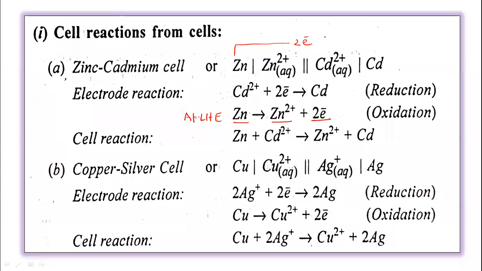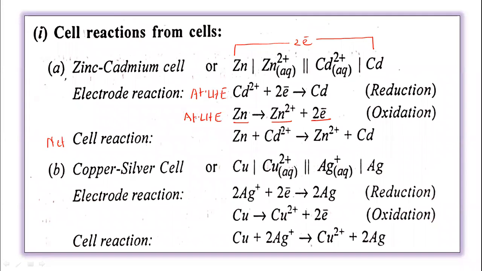So the 2 electrons enter onto the right hand side. At the right hand electrode, the 2 electrons are added: Cd2+ plus 2 electrons gives cadmium metal. This is reduction.